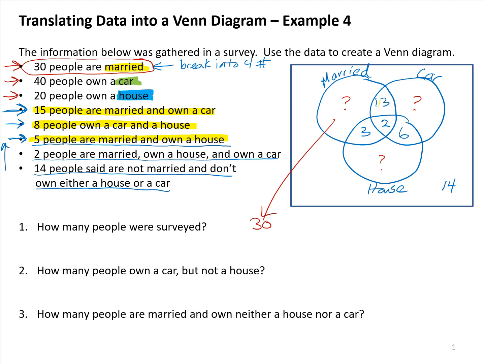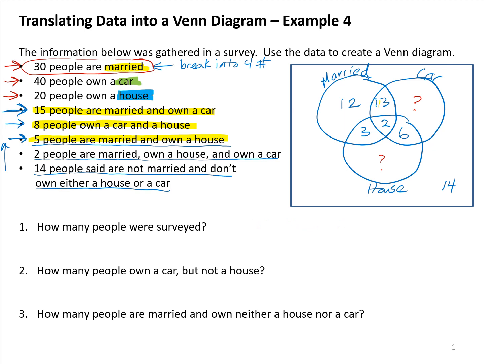So if I know that part of it is 13, part of it is 2, and part of it is 3, what's left for the part we don't know would be subtracting those values from 30. So 30 minus 13 is 17, minus 2 is 15, minus 3 is 12. So we have 12 people in this region of married only. Okay. And then I'll erase that just to give myself a little more room.